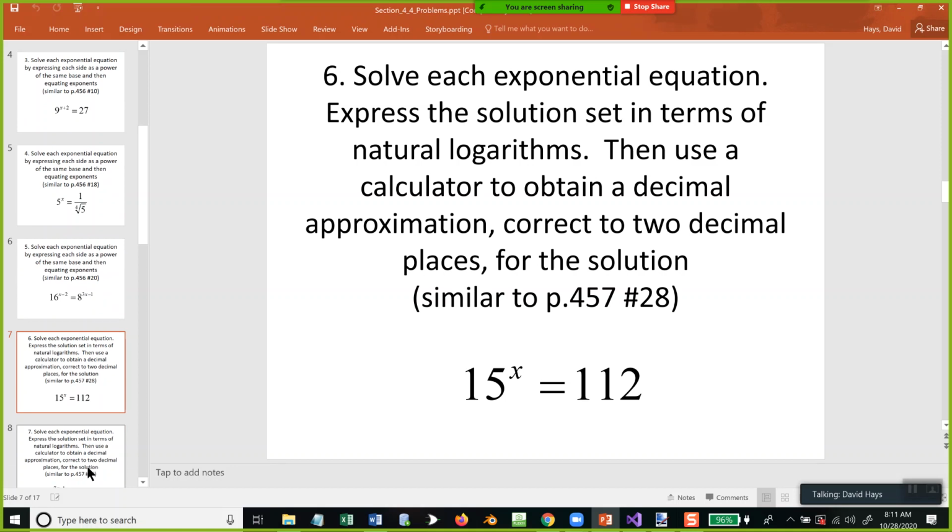Now in this problem, if I try to use equality of exponents, I start with 112. And the question is if I can rewrite it as 15 to a power. 15 to the first is 15. 15 squared, I think, is 225. Definitely not 112. Then I focus on both sides. And there's no way I can rewrite either side as a number to a power. So I can't use that method.